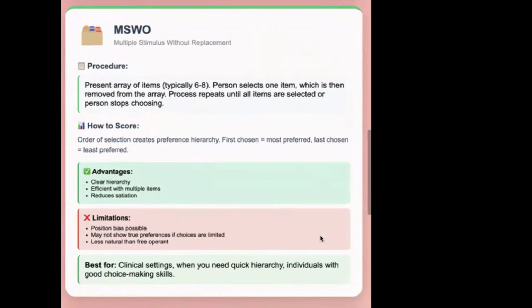Multiple stimulus without replacement: you can present an array of items, like 6 to 8, and the person picks one. Then it's removed from the array, and the process repeats until all items are selected, and you can determine the hierarchy. There's a clear hierarchy, and it does reduce satiation in that way. Sometimes there might be a position bias, so we want to make sure we're mixing and varying that. And also, it can be less natural as well.